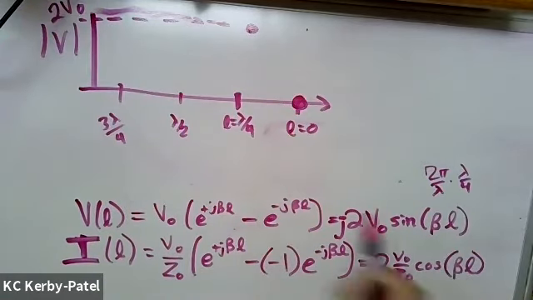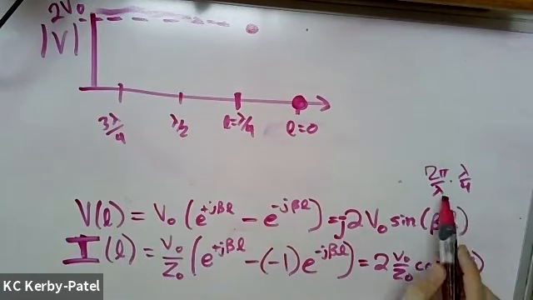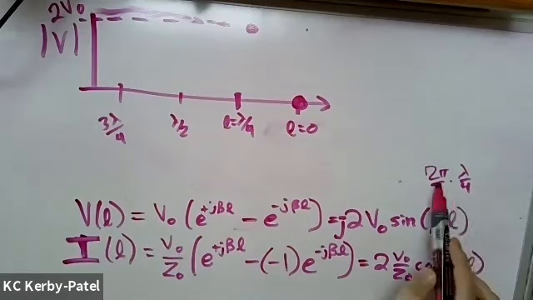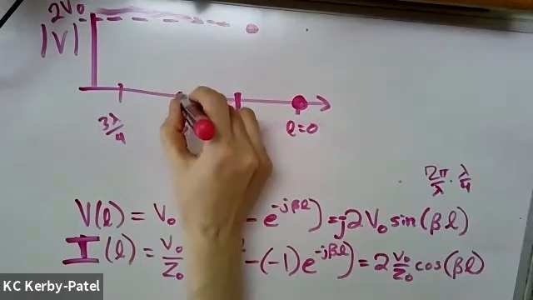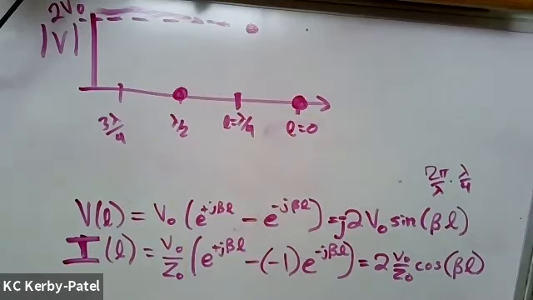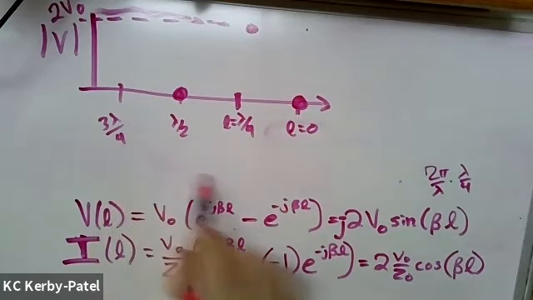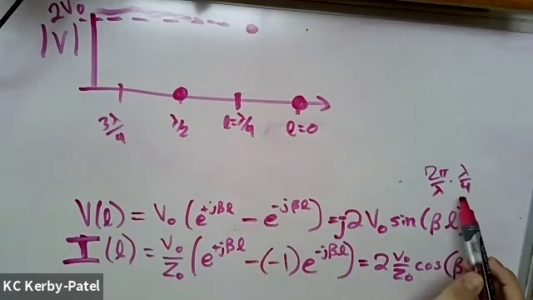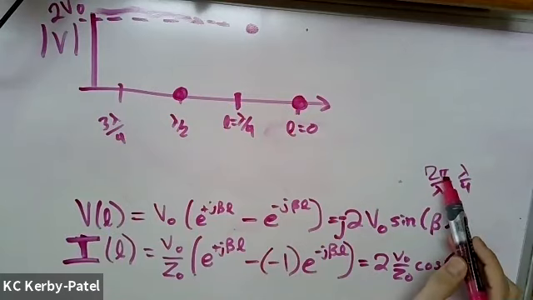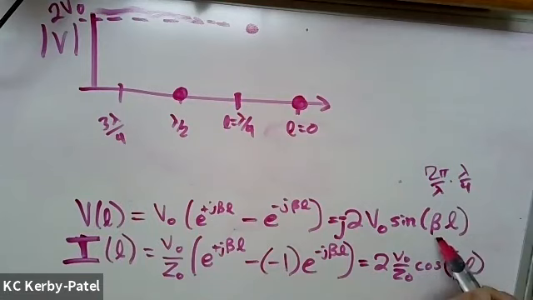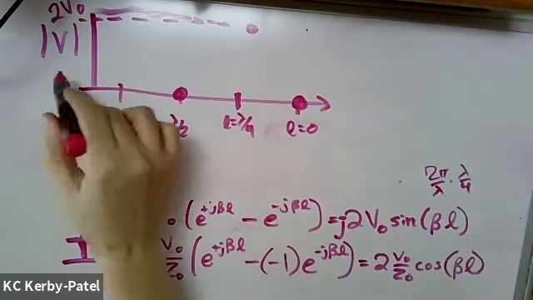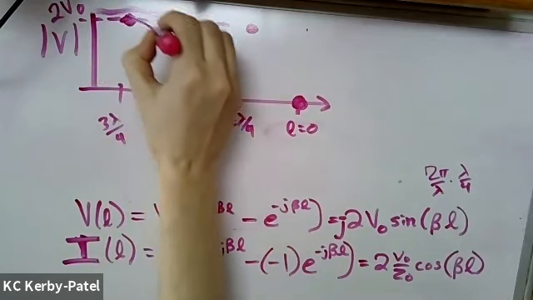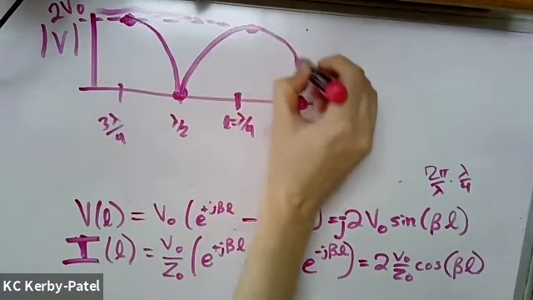And then at the next point, half a wavelength, 2 pi over lambda times lambda over 2 gets me pi. Sine of pi is 0, so I got another 0 point there. Then 3 lambda over 4: 2 pi over lambda times 3 lambda over 4 gets me 3 pi over 2. Sine of that would be -1, but we're taking the absolute value, so that's another maximum. So my standing wave of voltage looks like this.